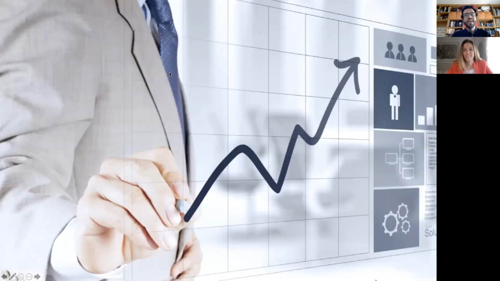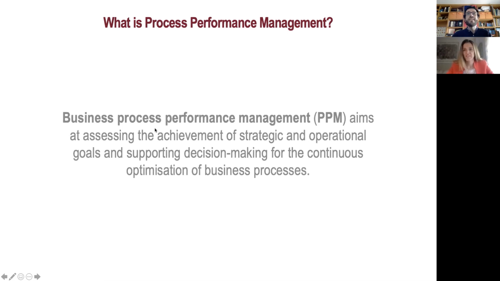Nowadays, most organizations are interested in continuously improving their performance in order to be more competitive and succeed in their endeavors. To this end, process performance management aims at assessing the achievement of strategic and operational goals and supporting decision-making for the continuous optimization of business processes. So basically, process performance management has a twofold goal.